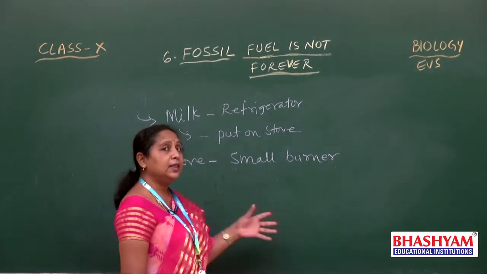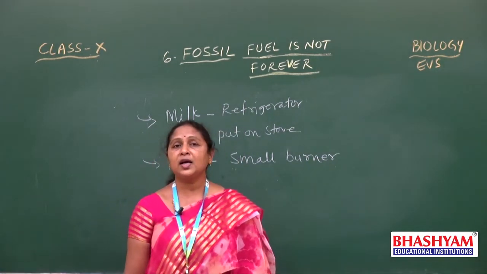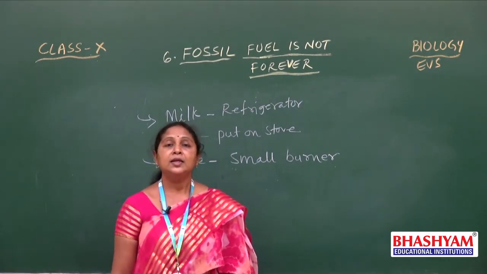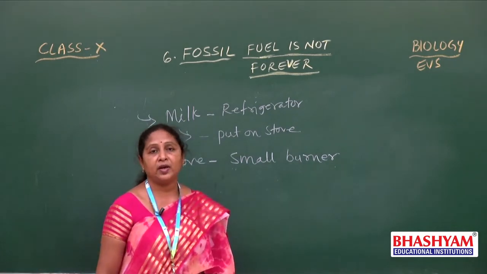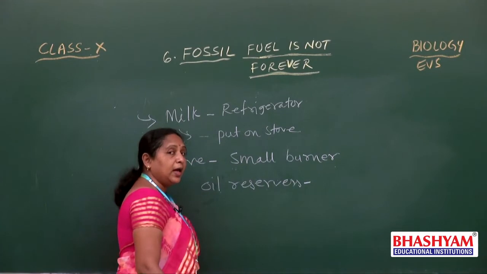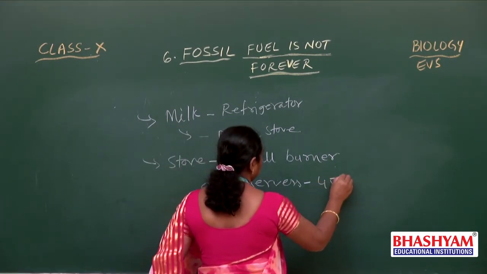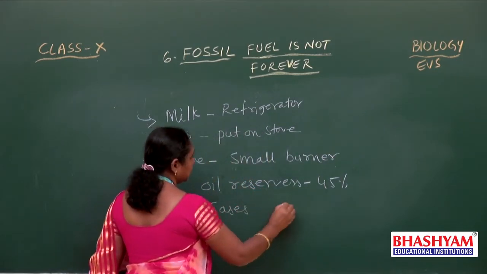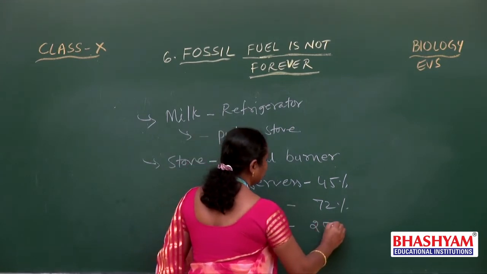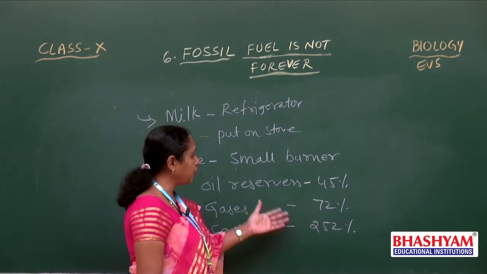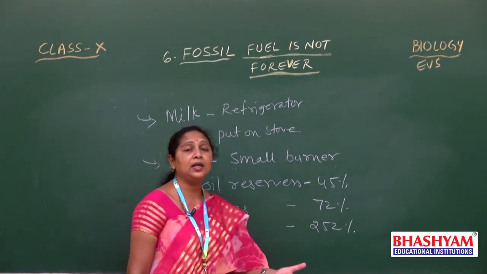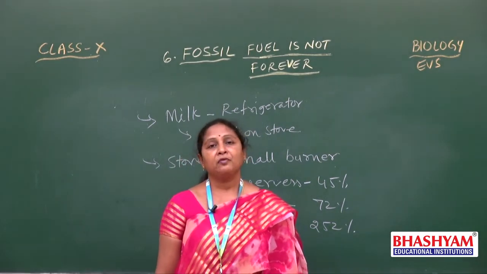Clear now? As I said, in nature these fossil fuels are in very limited amounts. If we consume them indiscriminately and not in a judicious manner, there is a loss for the next generation. Some studies say oil reserves are remaining only 45%, gas reserves only 72%, and coal reserves only 252%. By this percentage we can find out how much fossil fuel remains on the earth. Very little fossil fuel remains, so it is necessary to consume it in a very judicious manner.